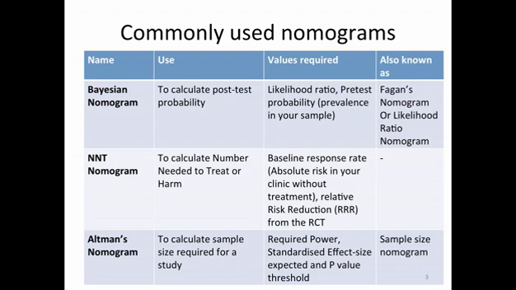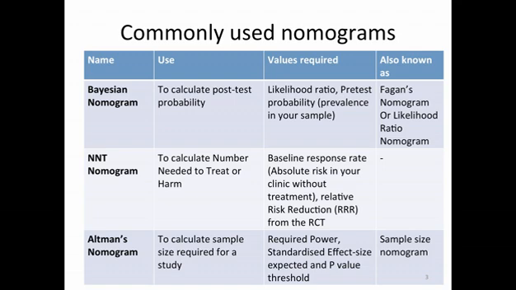There are three nomograms used commonly when practicing evidence-based medicine. I have made a table explaining their usage. Bayesian nomogram is also known as Fagan's nomogram. This is used to calculate post-test probability from pre-test probability.